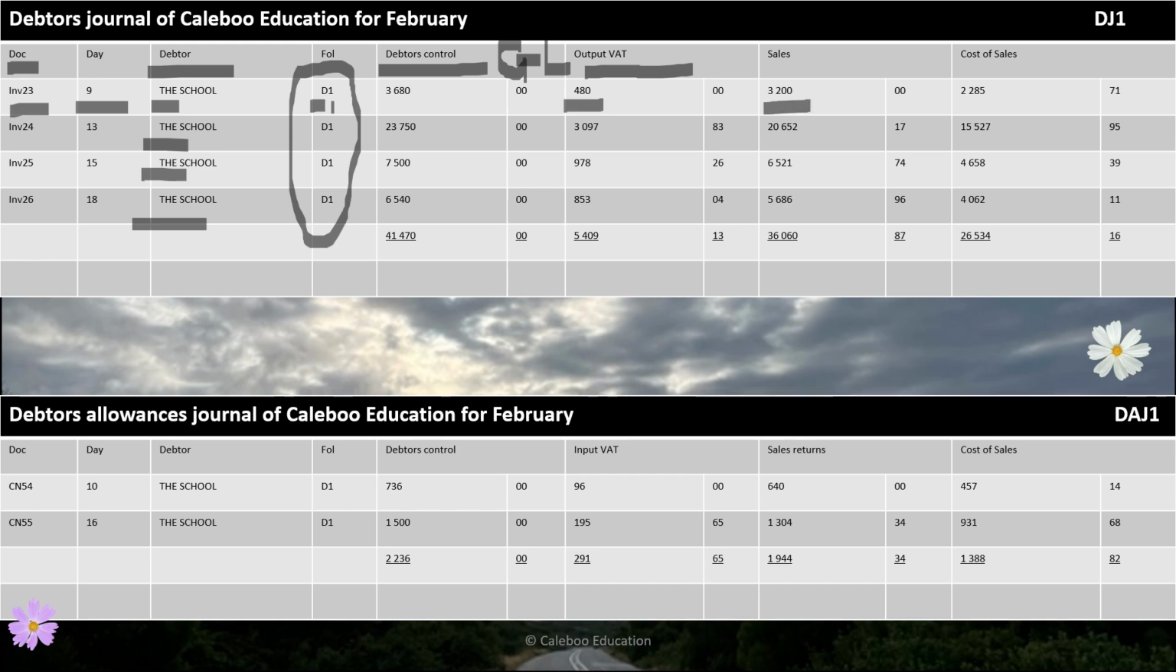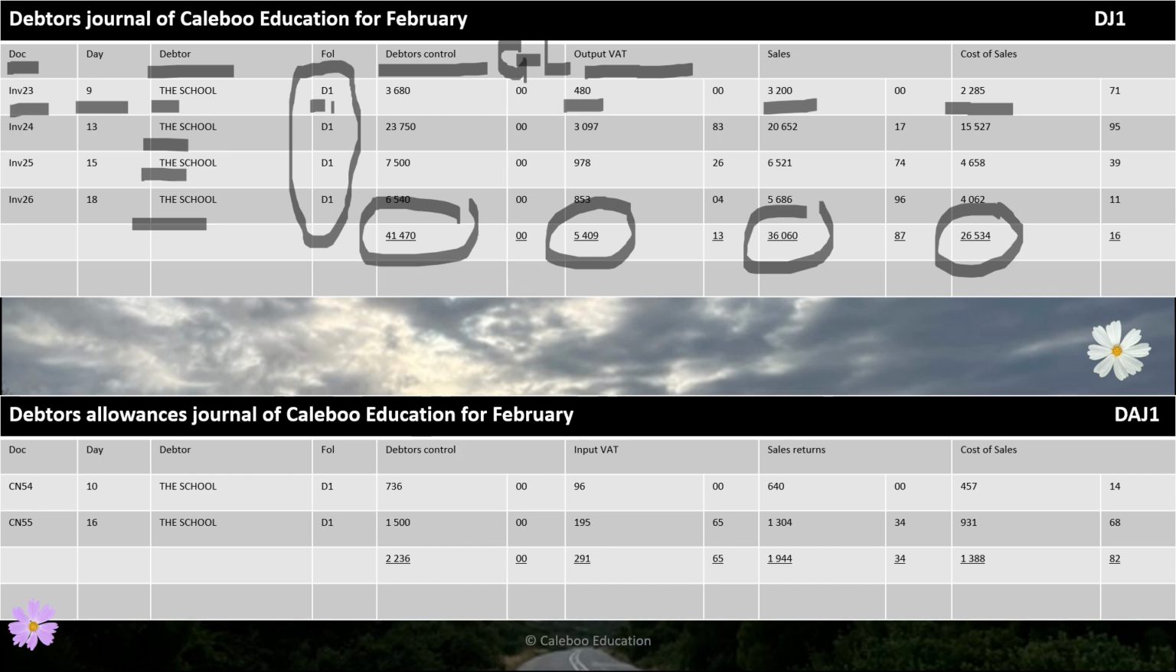Then we get the sales amount, the credit sales amount, which excludes VAT, and we're also going to calculate the cost of sales. Then all this information here, the totals of the columns, are posted to general ledger accounts. Now the debtors journal records credit sales.